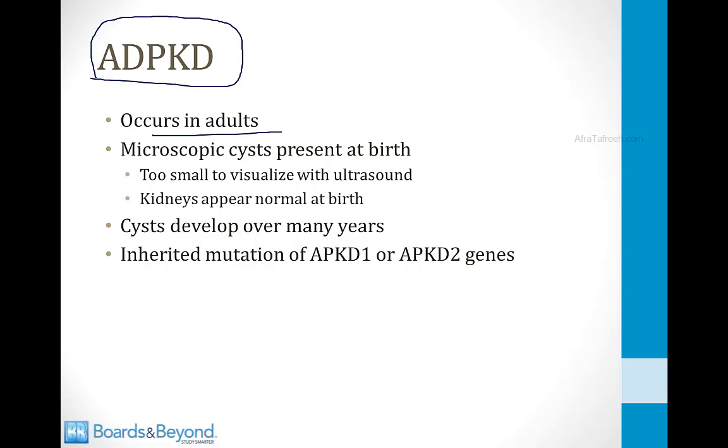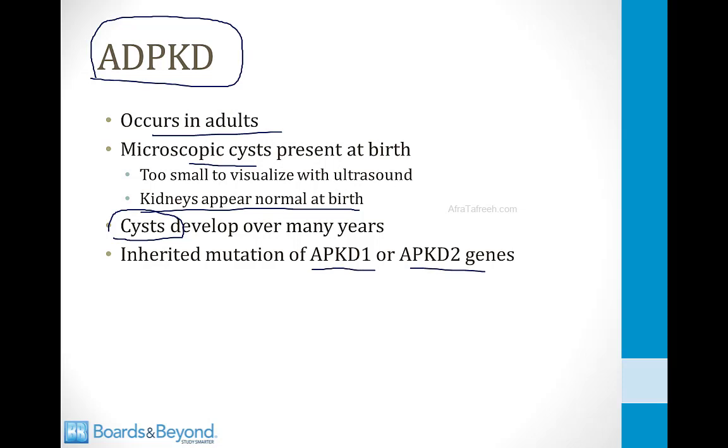So what happens is that people who have this condition are born with tiny cysts, but they're too small to see on ultrasound, so the kidneys appear normal at birth, and in utero, when you image the kidneys with ultrasound, you don't see anything abnormal. But over many years, these cysts begin to develop. And this is caused by inherited mutations of two genes named after the disease, APKD1 or APKD2.